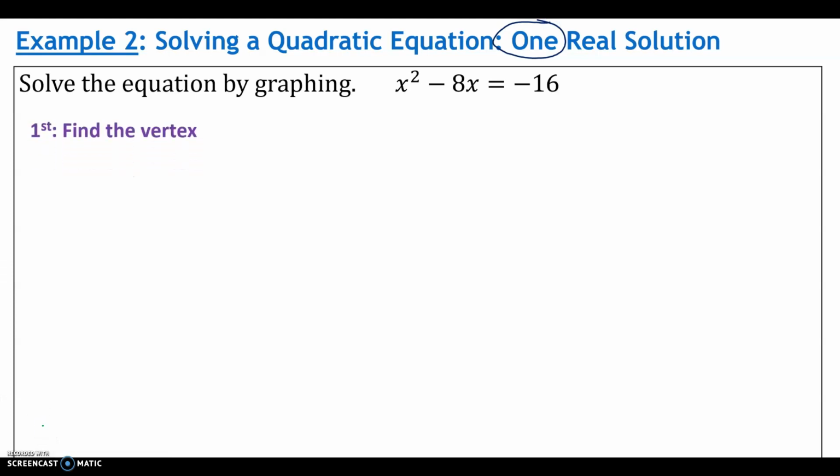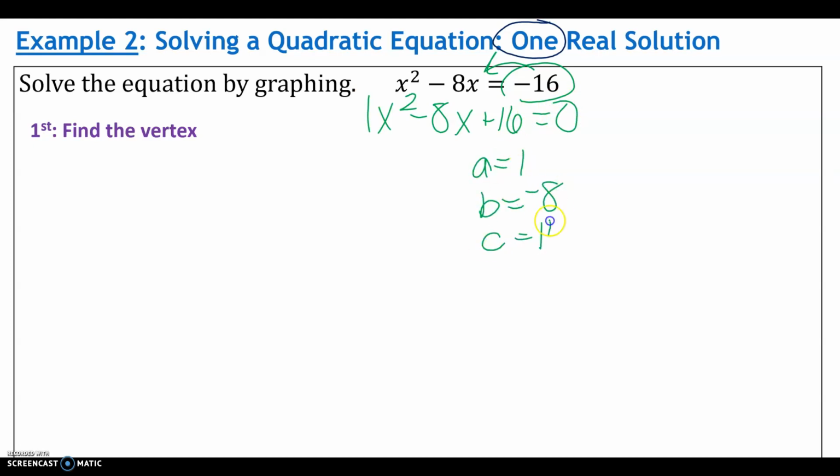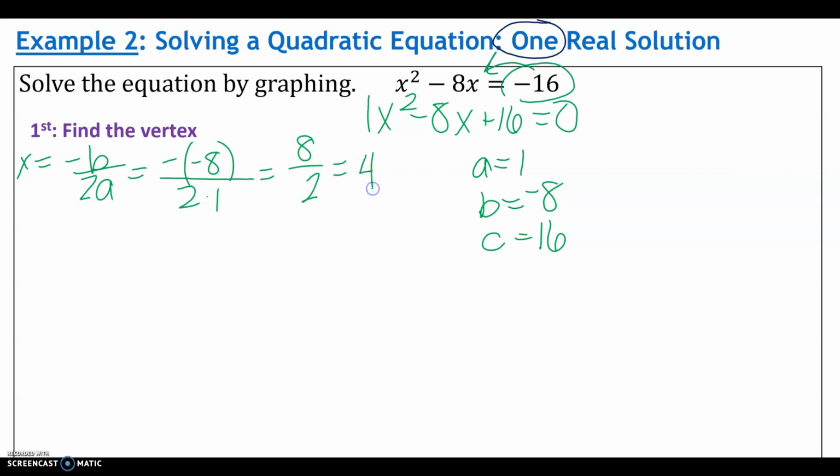So first thing is we have to find our vertex, but this needs to go on the other side. It has to be in standard form. So x squared minus 8x plus 16 equals 0. So a equals 1, b equals -8, and c equals 16. So if we do our vertex, we're going to do -b over 2a. So it's again going to be a negative, and then a -8 over 2 times 1. Negatives cancel. 8 divided by 2 is 4.